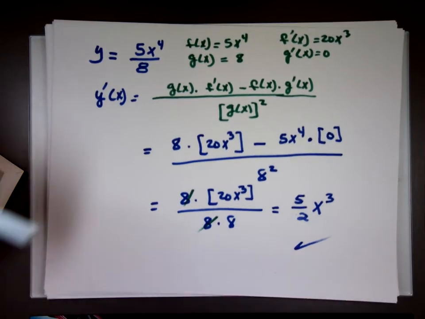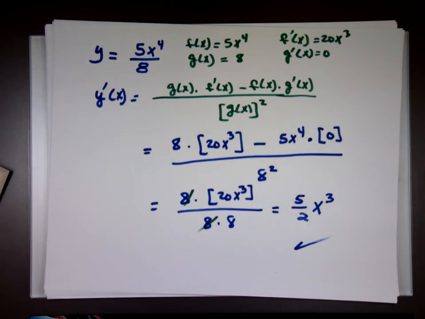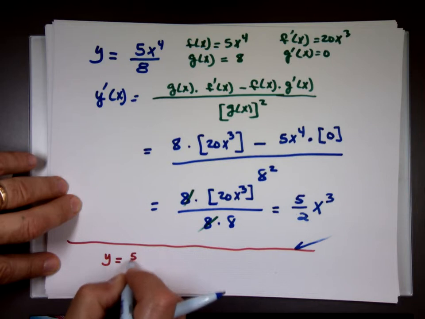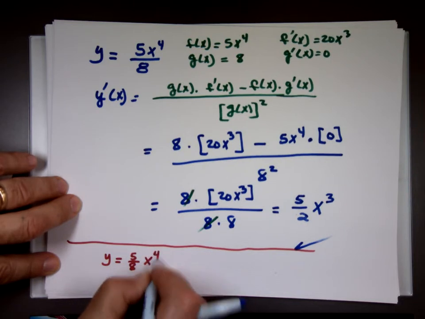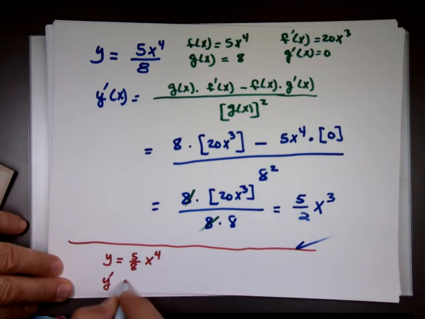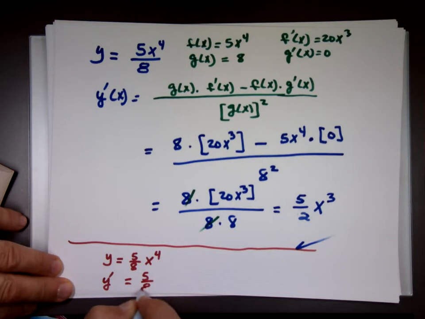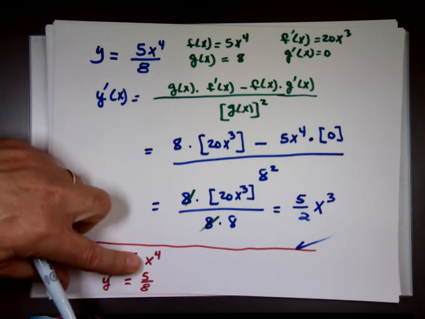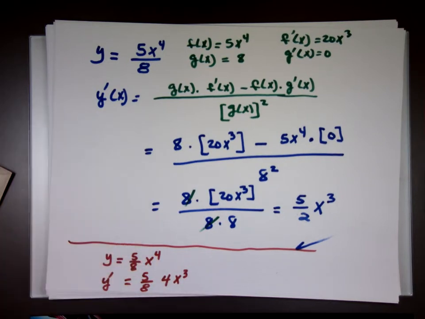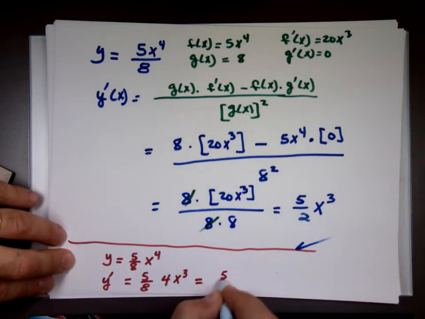But for this, did I have to do it that way? If you looked at that problem closely, what does it say? It says 5 over 8 times x to the fourth. So what's the derivative of that? In one step, there's that number on the front, 5 over 8. What's the derivative of x to the fourth? 4x to the third. Can you simplify that now? Which is what? 5 over 2 x to the third.